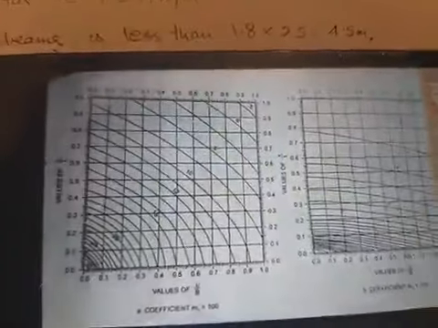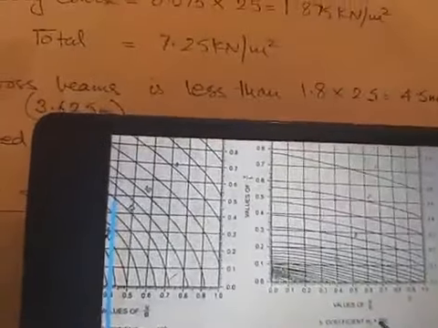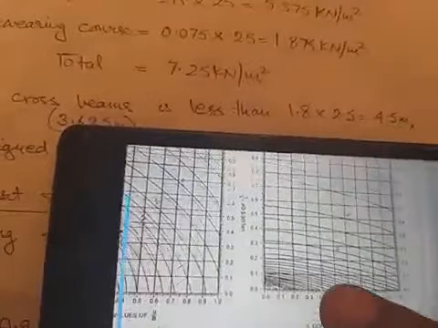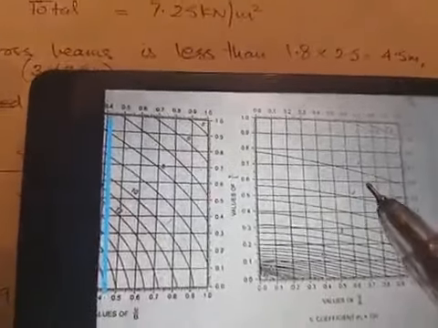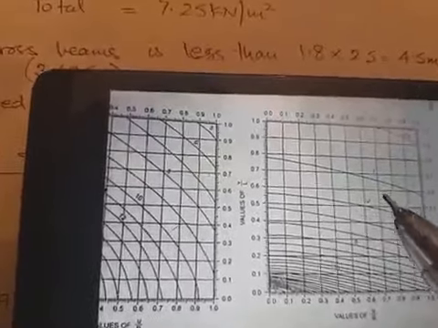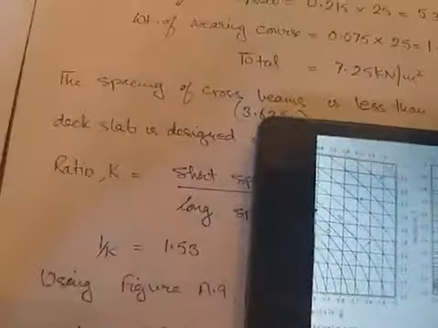Similarly, for the second chart, again corresponding to u by b and v by l values, it gives me the coefficient m2, which is into 100. So whatever values we get from here, we are going to use as the coefficients m1 and m2 to find out the moments in the short and in the long span. We will discuss how.